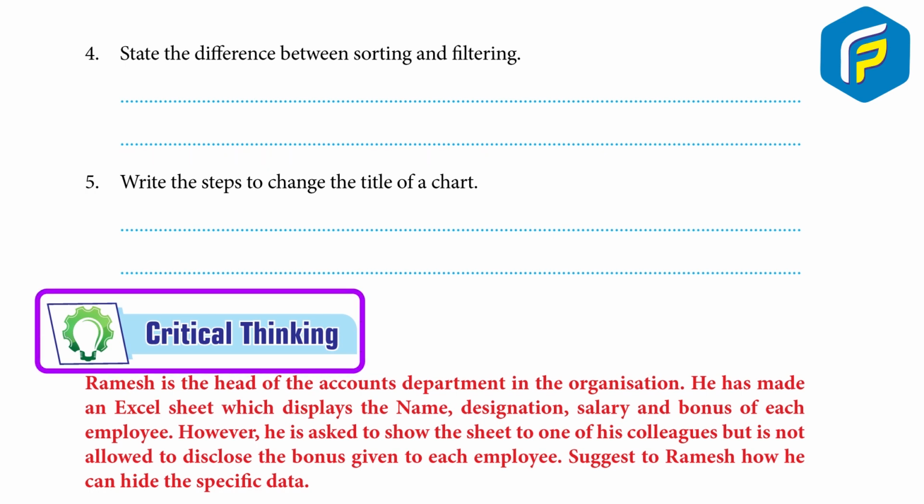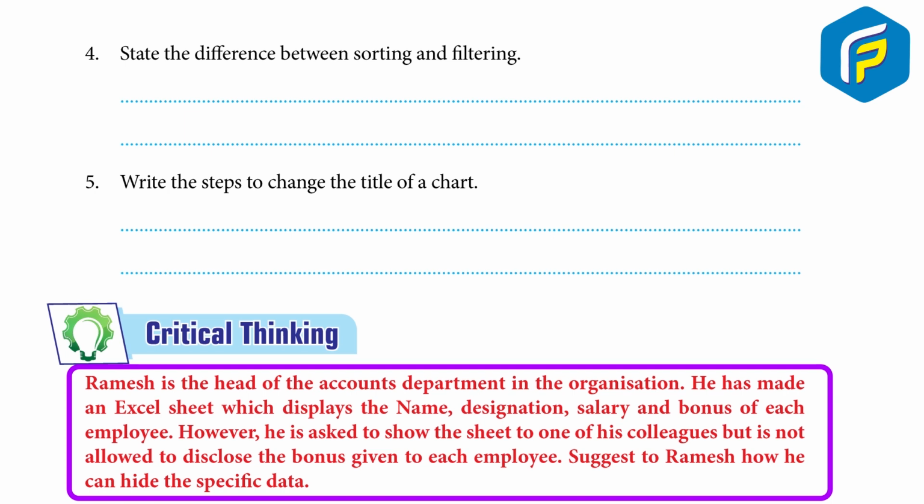Critical thinking. Ramesh is the head of the accounts department in the organization. He has made an Excel sheet which displays the name, designation, salary and bonus of each employee. However, he is asked to show the sheet to one of his colleagues but is not allowed to disclose the bonus given to each employee. Suggest to Ramesh how he can hide the specific data. Answer: ask students to do it by themselves.